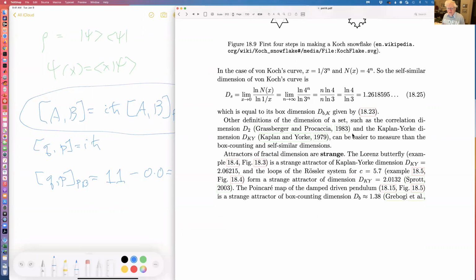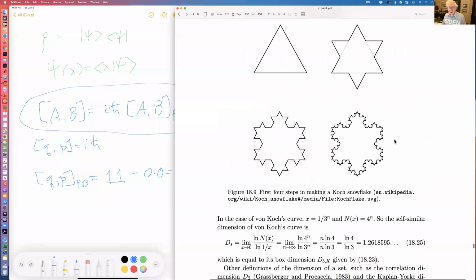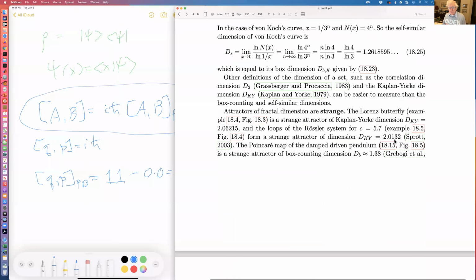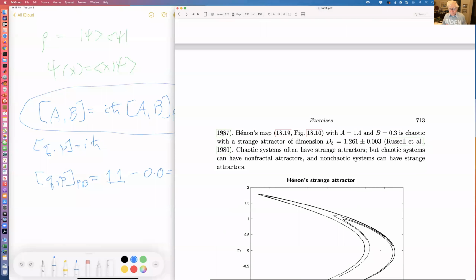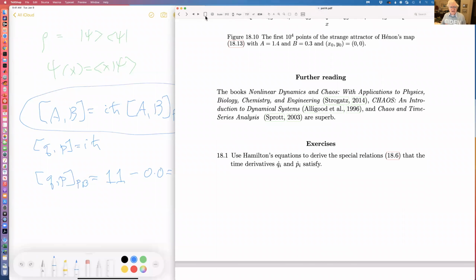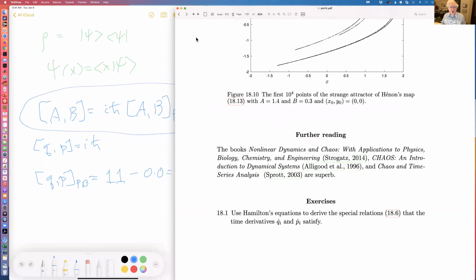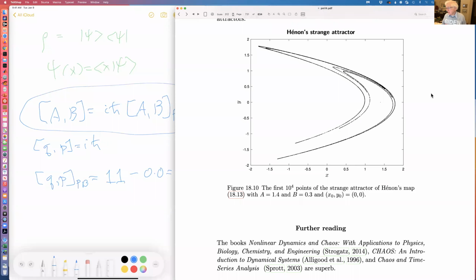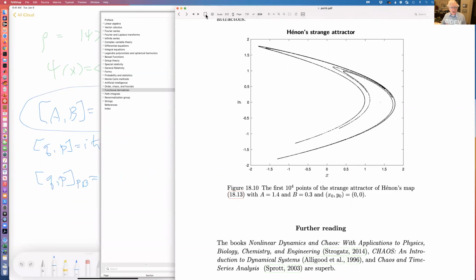And then there are successive other definitions. Some of these were introduced just to make it easier to compute them. If you had an arbitrary set and you wanted to compute the Hausdorff dimension, for example, you might have a hard time. And so instead, Kaplan and Yorke introduced something that's easier to compute. Okay, so that I think is plenty for this particular topic.